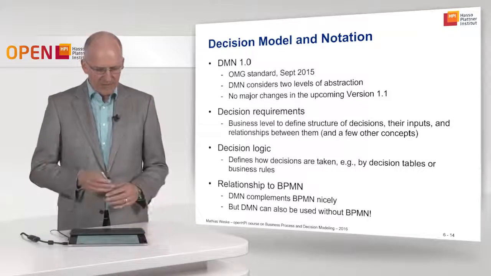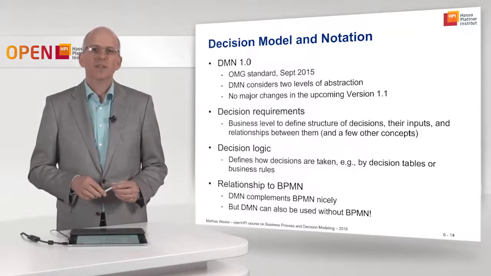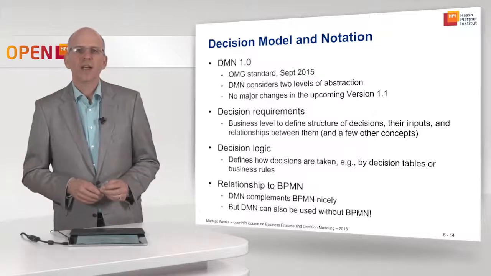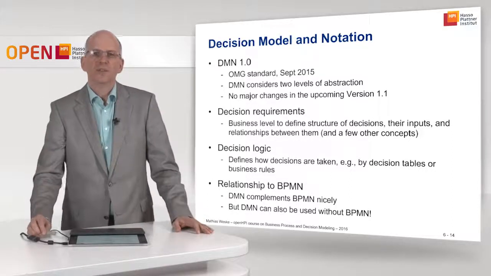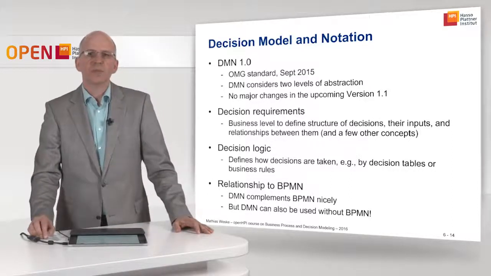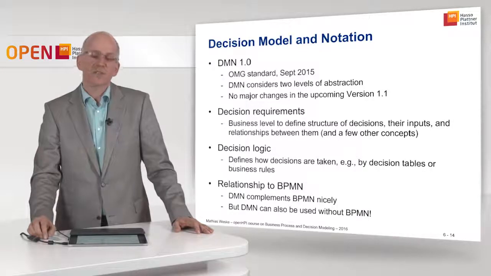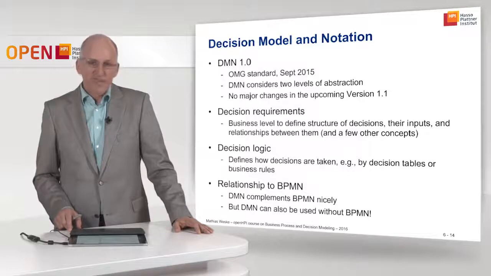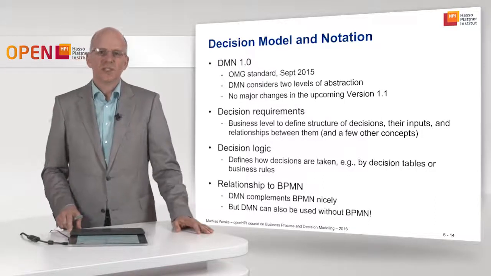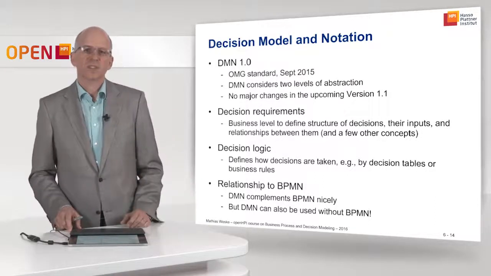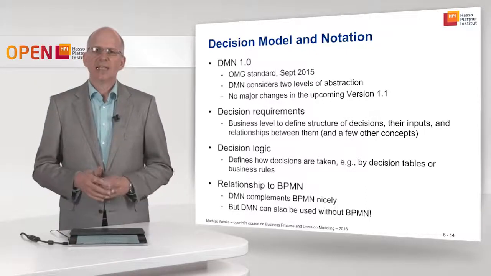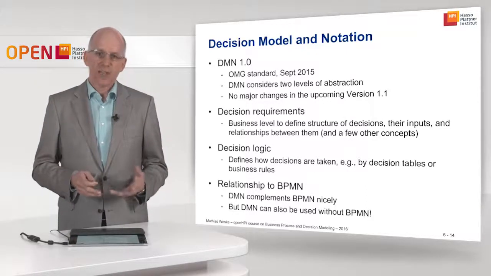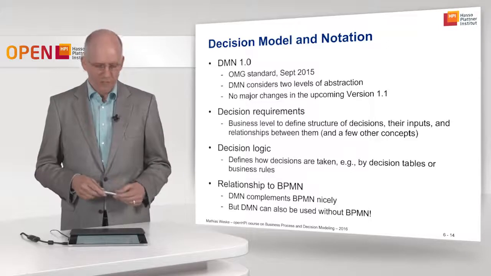The top level is the decision requirements level. That is the business level to define the structure of decisions, their inputs, and also relationships between these decisions, and a few other concepts as we learn a bit later. In DMN you can also specify decision logic, which defines how decisions are actually taken. You can use decision tables or also business rules to do so.